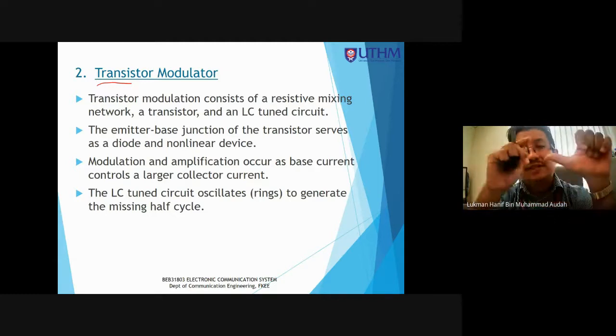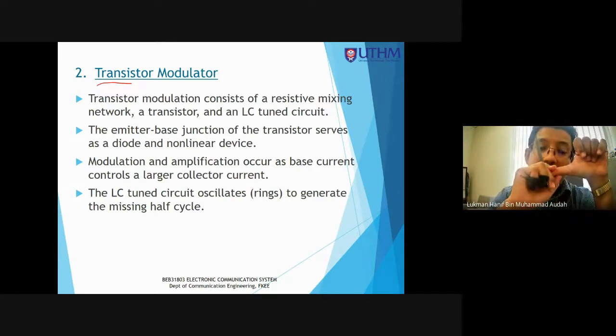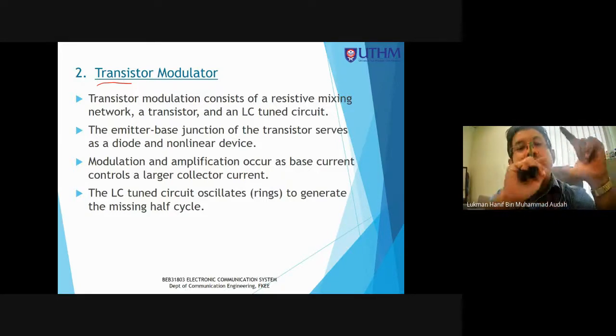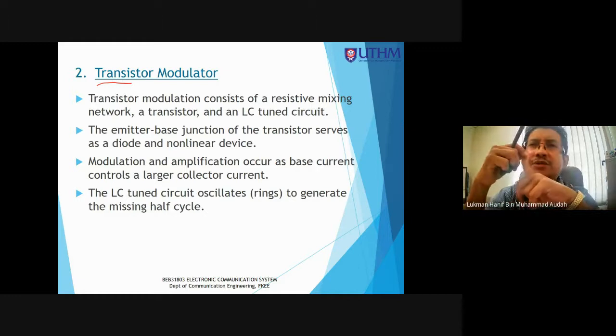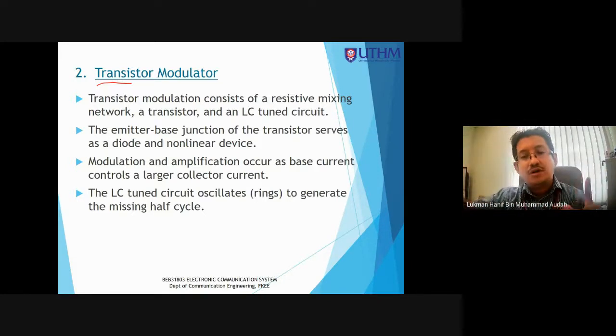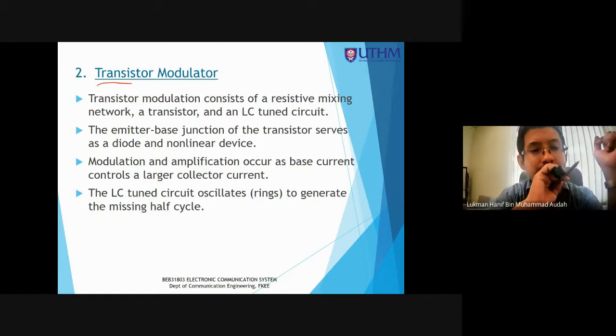So a transistor is like a diode. That means it operates like a switch, on and off. And secondly, a transistor also acts like an amplifier. It will amplify at the output. So the input from the base produces a higher output at the emitter.